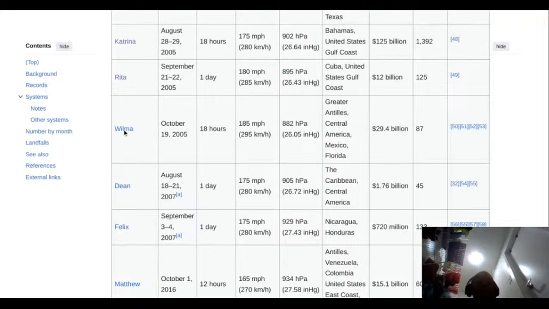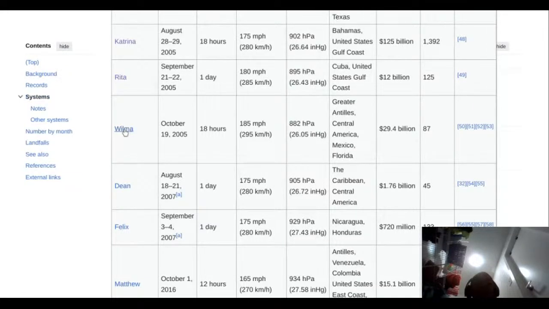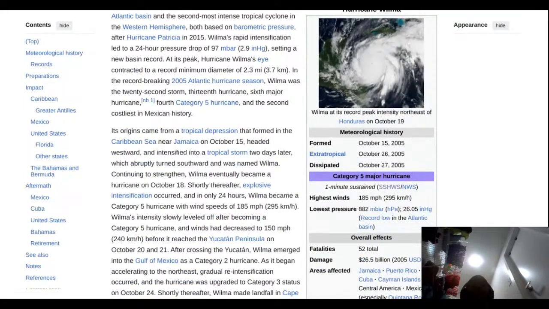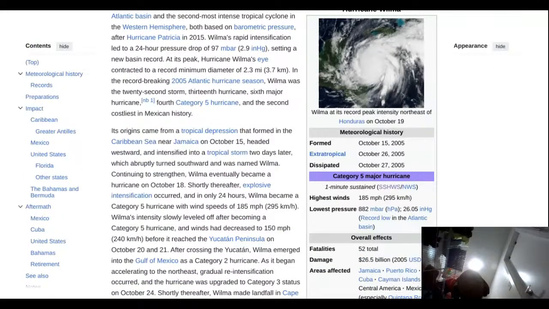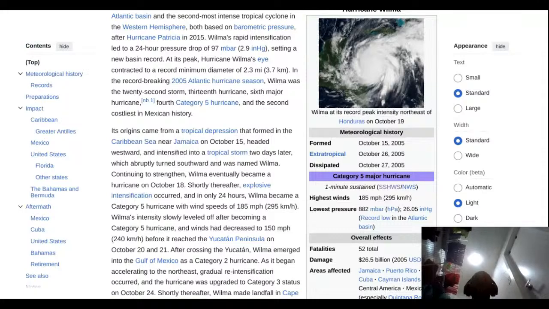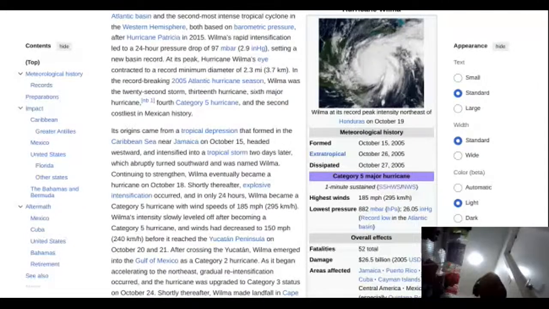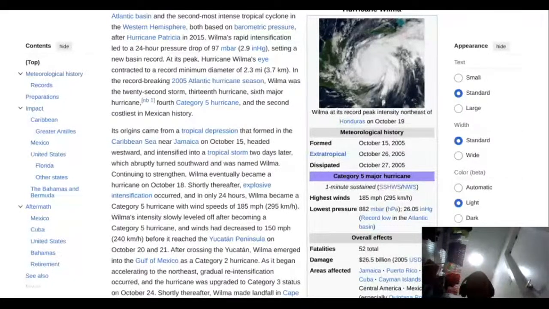Next, we're talking about Hurricane Wilma. Hurricane Wilma was also another storm that formed on October 15, 2005 and dissipated on October 27, 2005. This hurricane caused outbreaks in Missouri, Mississippi, Georgia, Arkansas, and Tennessee of tornadoes. This was a Category 5 major hurricane with 185 miles per hour. The total of fatalities was 52.